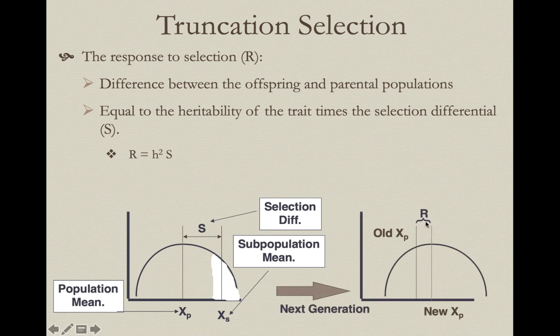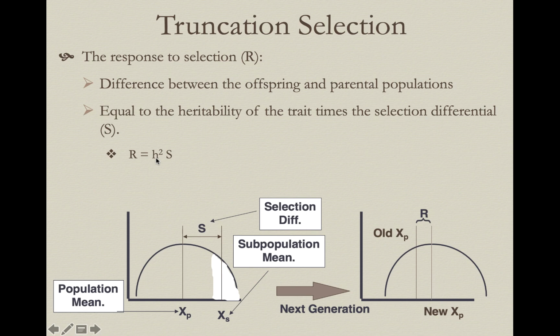Okay, so here's basically what we're trying to do. We're trying to get this to shift off to the right. If this is the old mean, which is over here, and we're shifting it to the right, this is the new one, we're trying to get R. And the bigger the S, the greater the potential of R. But again, we also have to ask, what is the narrow sense heritability associated with this trait? All right, so what do I mean by that? What is the potential impact of heritability?